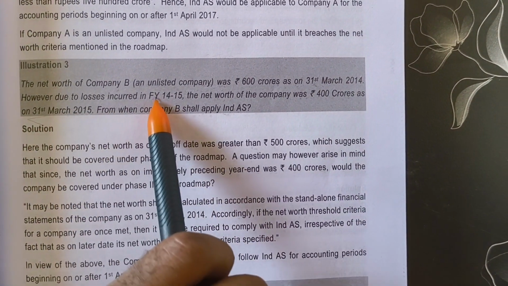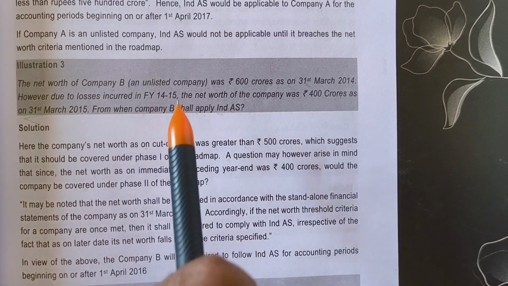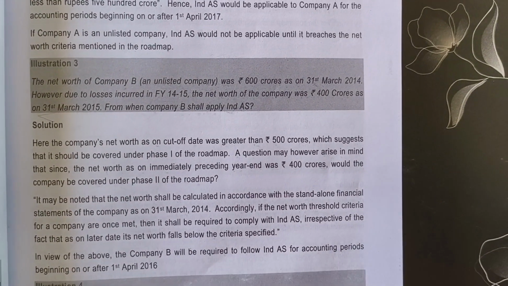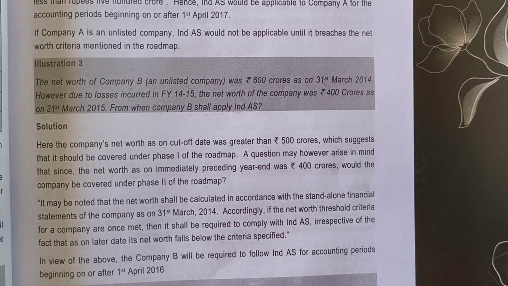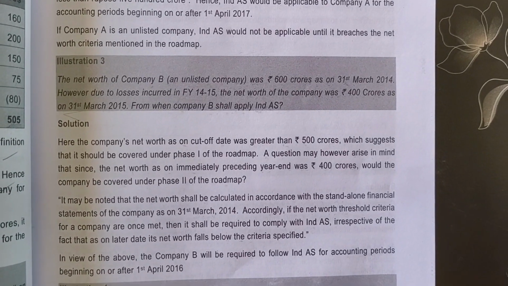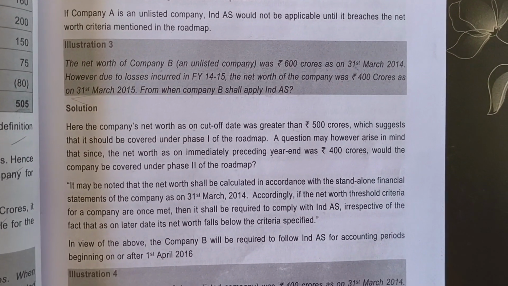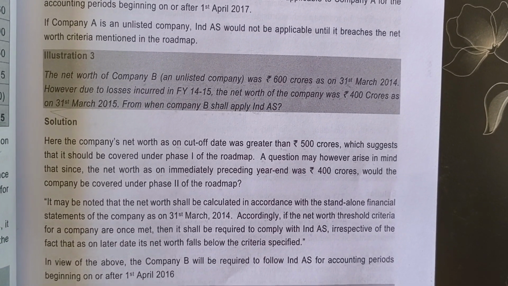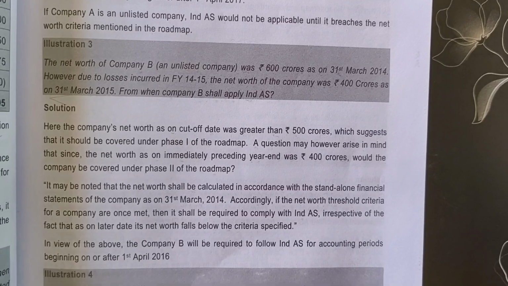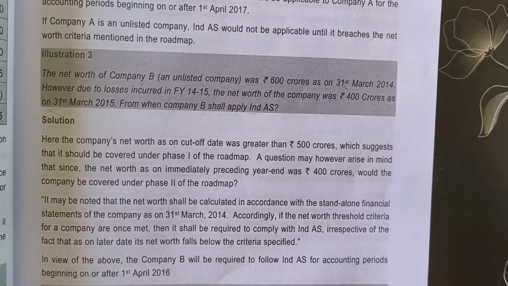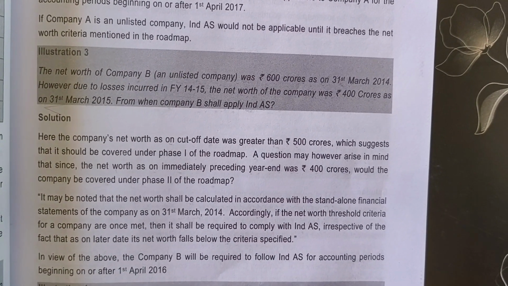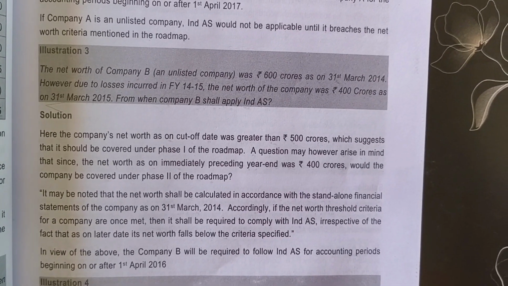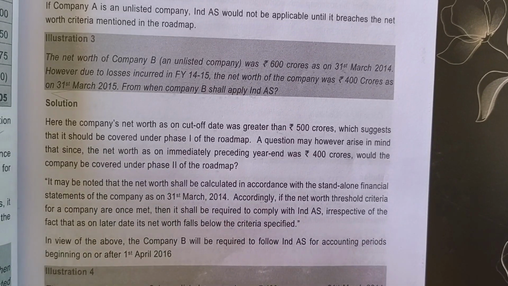However, due to losses incurred in the next financial year, the company's net worth has fallen to 400 crore. So from when shall company B apply Ind AS? Can you consider the 400 crore here? No, you can't, because first initially it was 600 crore. Once it crossed 500 crore on 31st March 2014, there is no looking back.